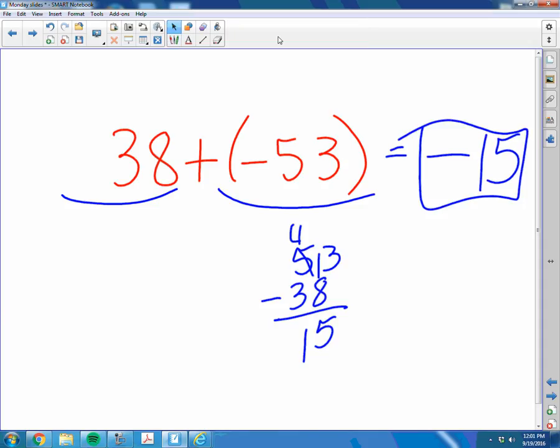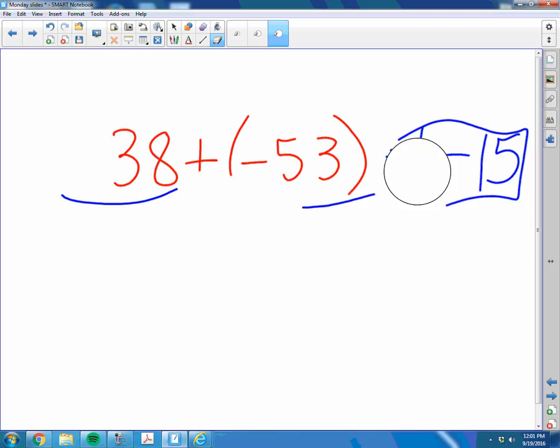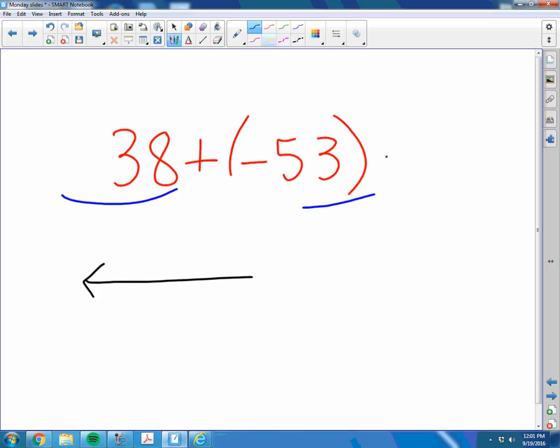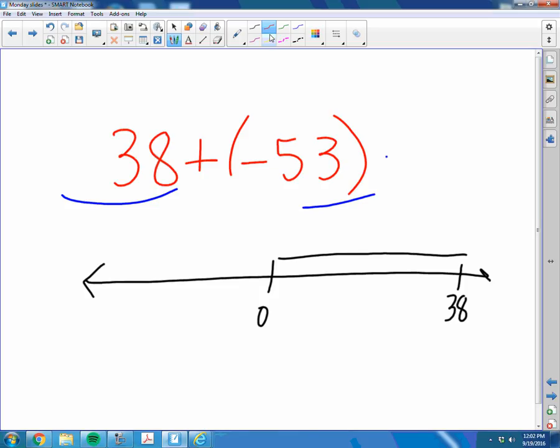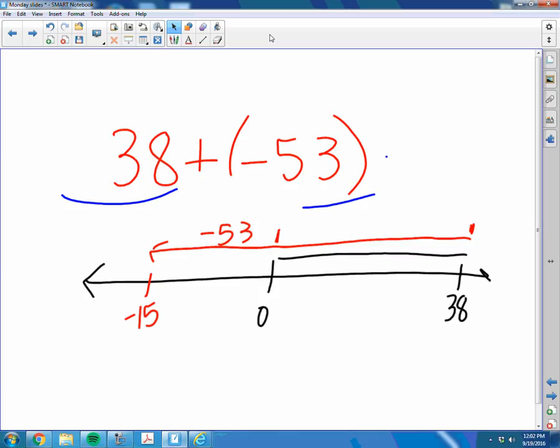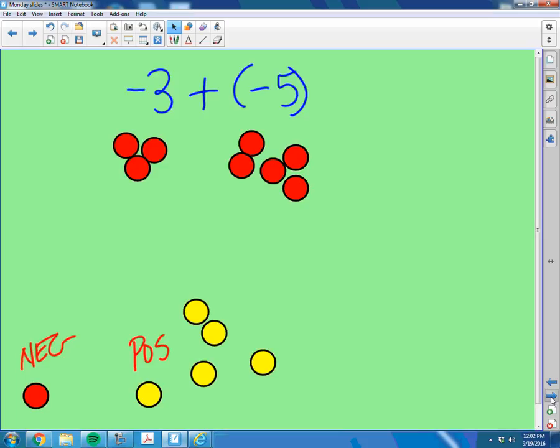Now, to see this on a number line, I want you to watch, because we didn't talk about a number line a lot. Essentially, this is what happens. On a number line, you would start at 0. You would go to 38 positive, which is right here. And from there, I'm going to go this way 53 places. Now, if I'm going this way 53, how much is taken up here to here? 38. So what's left ends up at negative 15. That's the way it works on a number line. In fact, wherever the last arrow points, that's essentially your sum. Let's try 2 more, and then we'll get into classwork homework.